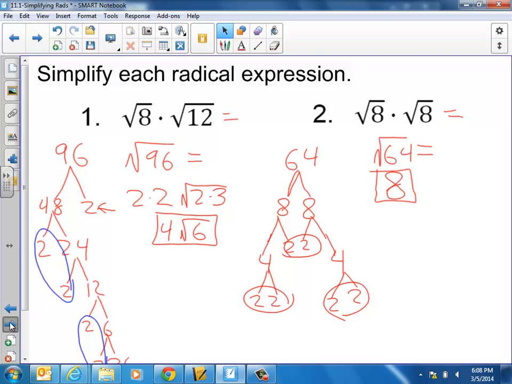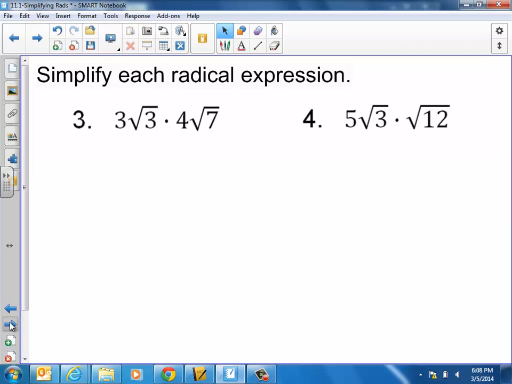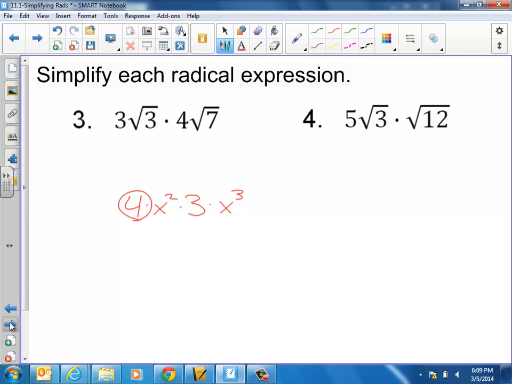All right, let's check out what happens when you have coefficients for those radicals, when you've got whole numbers multiplying with the radicals here. So we have 3 radical 3 times 4 radical 7. Well, just as when you saw 4 times x to the second times 3 times x to the third, you knew that the 4 and the 3 multiply together, the x squared and the x to the third multiply together to give us a final product of 12x to the fifth.